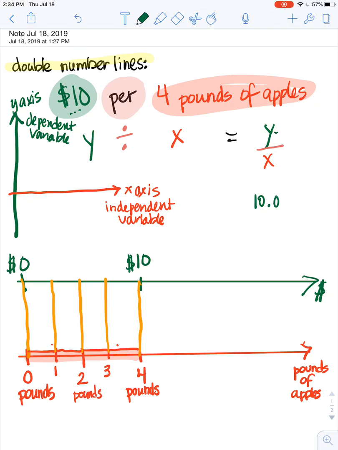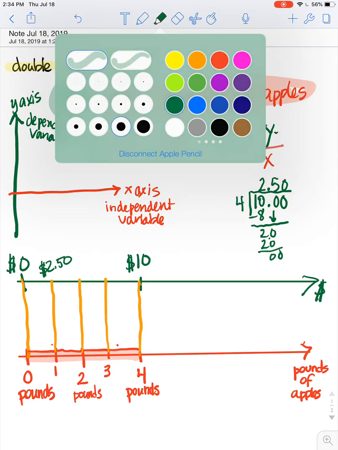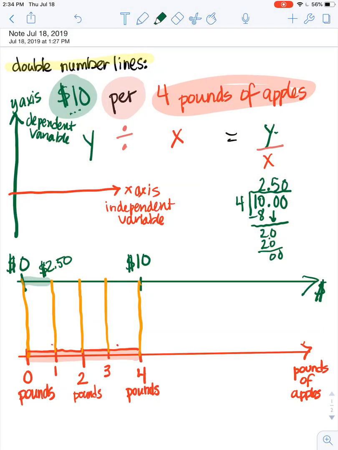We know it's not going to be equal, so I'm going to write $10 like this. If I divide it by 4, 4 goes into 10 twice, which gives us 8. We subtract and get 2 and bring down the 0. 4 goes into 20 five times. So it's $2.50 for every pound. So this is $2.50. We add that first $2.50. There's that first $2.50. We add a second $2.50, and it gets us to $5.